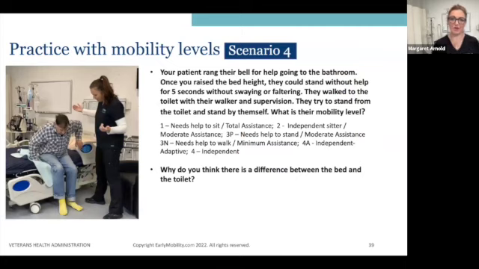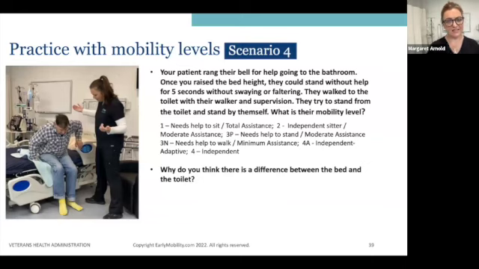Scenario 4. Your patient rang their bell to help go into the bathroom. Once you raised the bed height, they could stand up without help for 5 seconds without swaying or faltering. They walked to the toilet with their walker and supervision. They then tried to stand up from the toilet by themselves afterwards, and they are unable. So after they've been to the bathroom, they are unable to stand up from the toilet by themselves. What is their mobility level now? They walked to the bathroom, but now they're unable to get up.